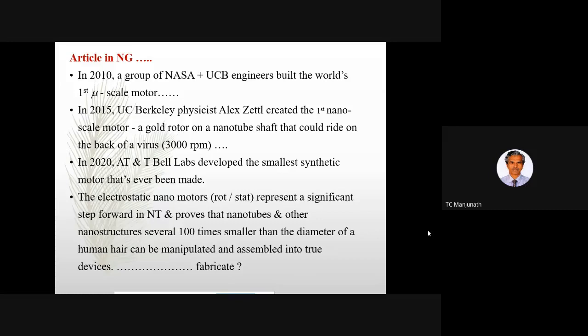The electrostatic nanomotors also have rotors and stators, which represents a significant step forward in nanotechnology and proves that nanotubes and other nanostructures, several hundred times smaller than a human hair, can be manipulated and assembled into true devices. Right? So that is the level of submicron technology which is going on in the nanofabrication process.